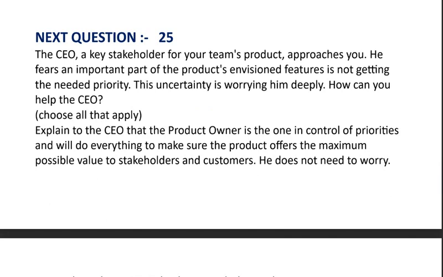Question is, the CEO, a key stakeholder for your team's product, approaches you. He fears an important part of the product's envisioned features is not getting the needed priority. This uncertainty is worrying him deeply. How can you help the CEO? Choose all that apply. Explain to the CEO that the product owner is the one in control of priorities and will do everything to make sure the product offers the maximum possible value to stakeholders and customers. He does not need to worry.